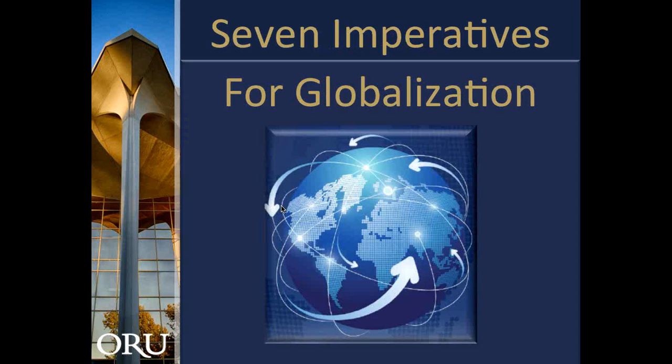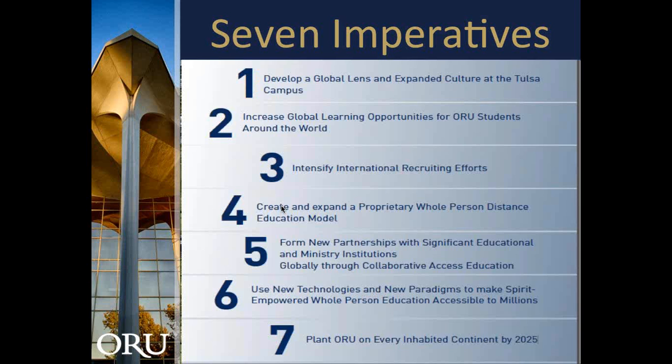In order for us to become a globalized university and do it effectively, we have 7 imperatives. And those 7 imperatives are listed. And you can see that imperative number 6 is very much akin to what we're going to be talking about. Social media, technology, mobile technologies. How do we really quickly reach into every person's world with technology? So using new technologies and new paradigms to make spirit-empowered whole person education accessible to millions of people. That's our goal, and that's where we're headed.